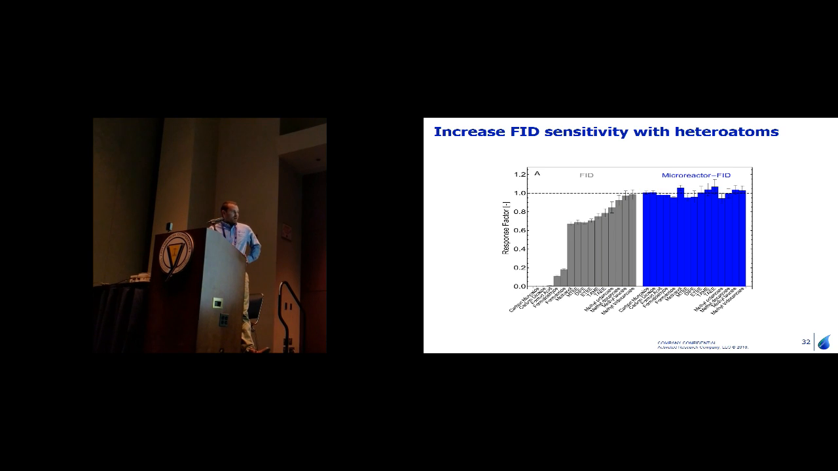So here's an example of a number of different species that have been looked at. And you see with an FID, there's a wide range of different sensitivity or response factors to those species. And with our microreactor, we have a similar response with an error, and it's much, much higher than what you're getting with the FID.